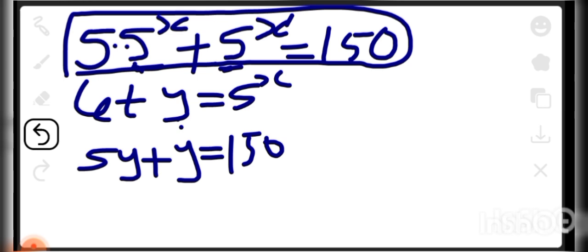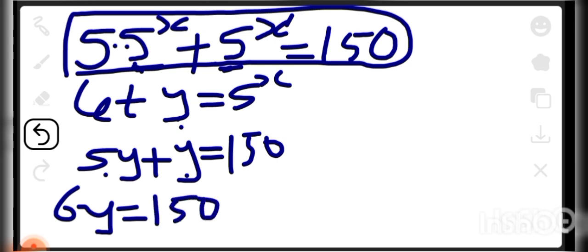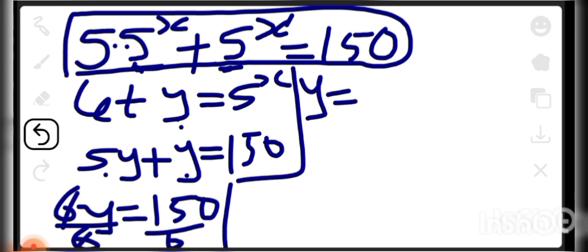So let's just solve for y first, then we'll go back and solve for x. The first thing, 5y plus y, what is that? That will give us 6y, equal to 150. The next thing, divide both sides by 6. I'll cancel this, then y will be equal to 150 divided by 6. I think that's 25, right? That's going to be 25. So y is equal to 25.